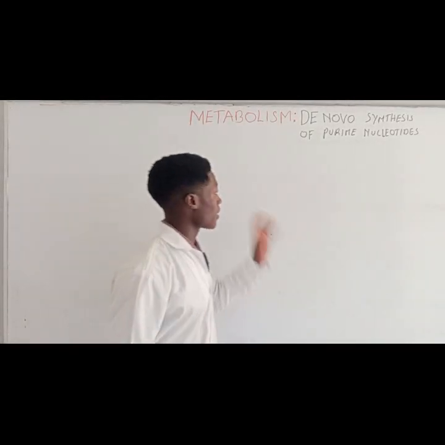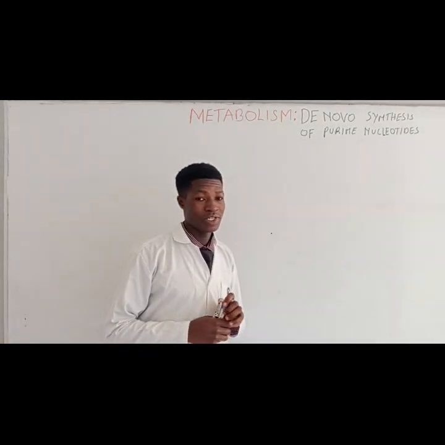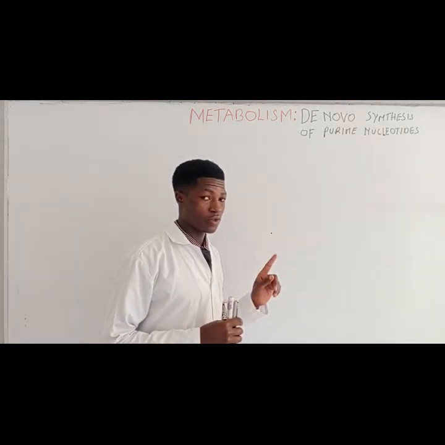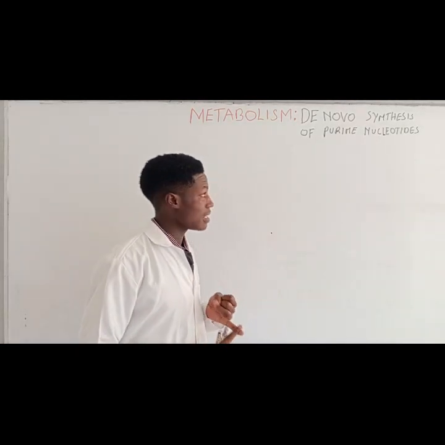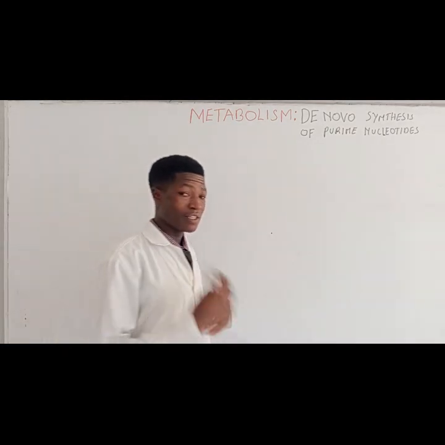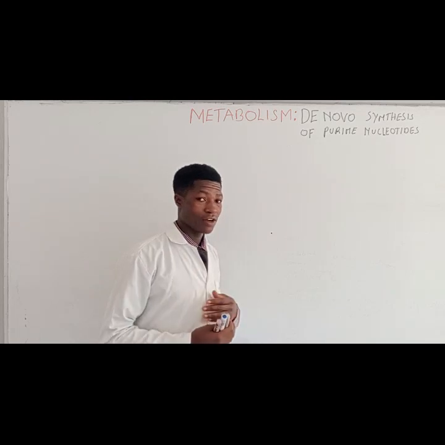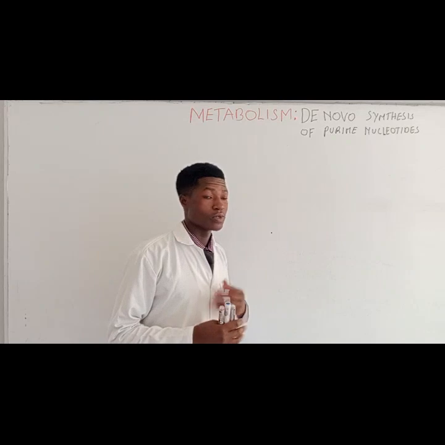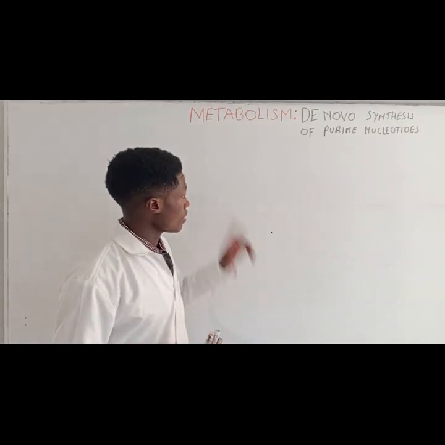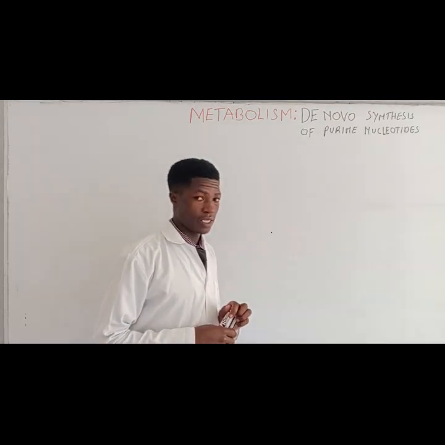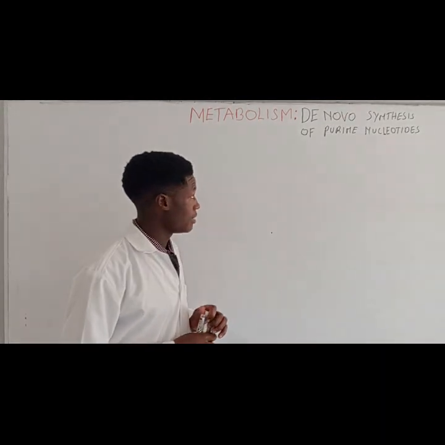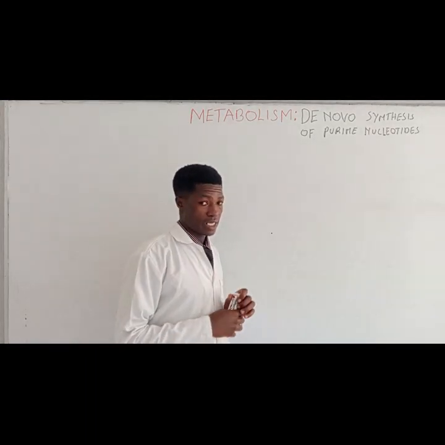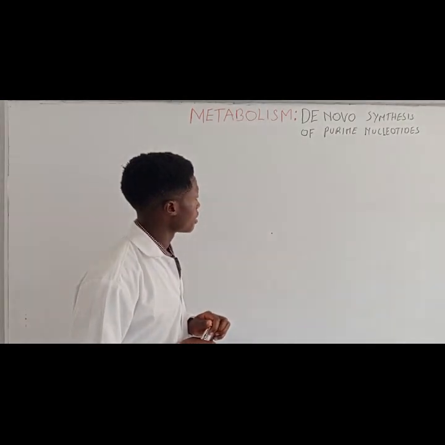So in this video, we're going to talk about the de novo synthesis of purine nucleotides. Remember, there are two pathways for the synthesis of these nucleotides: the salvage pathway and the de novo pathway. The salvage pathway involves the recycling of the nitrogenous bases as a result of the degradation or catabolism of nucleic acids. The de novo pathway, which is the main pathway, occurs primarily in the liver, and it involves the synthesis of these nucleotides from a particular precursor that we are going to see immediately.